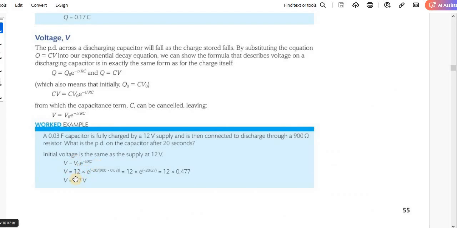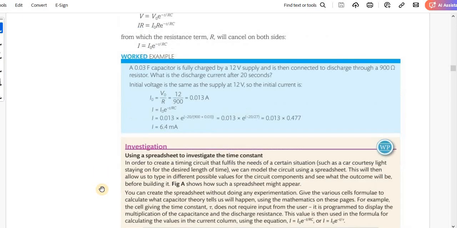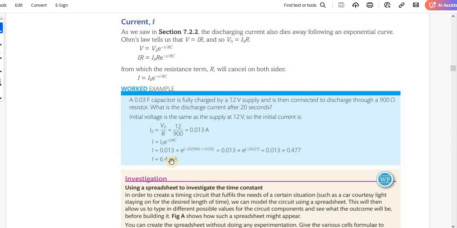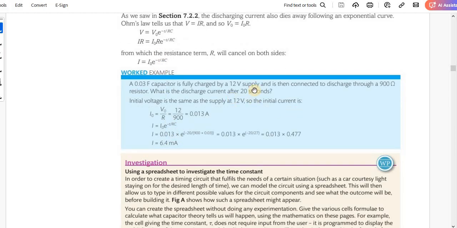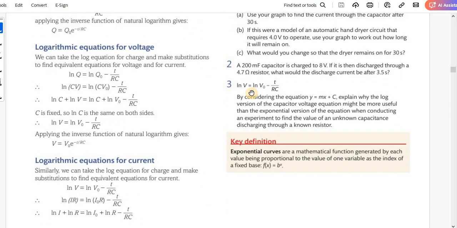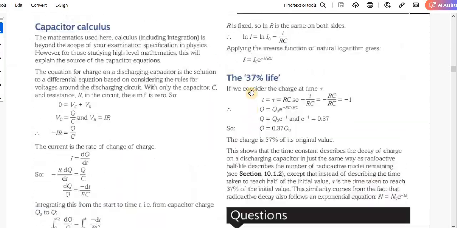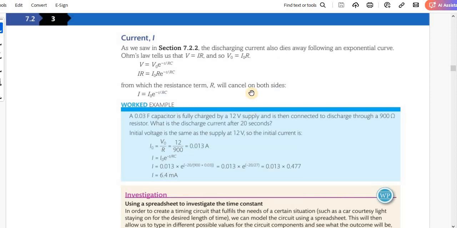Initial potential difference, that is when the capacitor is fully charged, is 12, and remember this is for capacitor discharging. So that's why we are using this equation when the time is 20 seconds. T over RC, R is 900, C is 0.03. So we get this, very simple. And now let's do a question on the current when the time is 20 seconds. So you see, in all these cases the time is 20 seconds and it's for the same capacitor. So now let's find the current when the capacitor is discharging at the time 20 seconds.